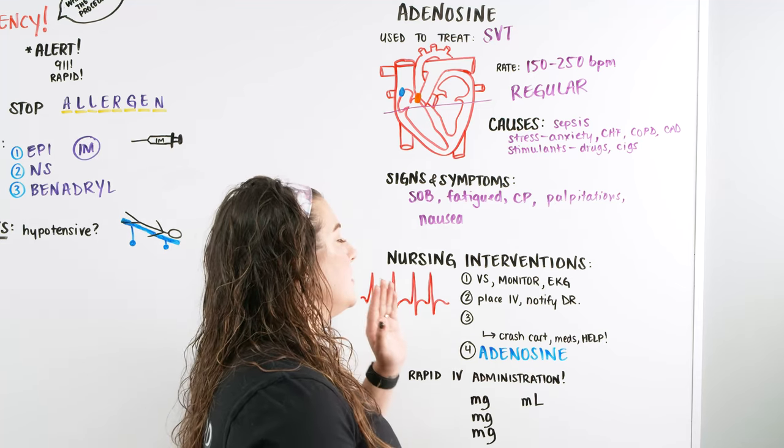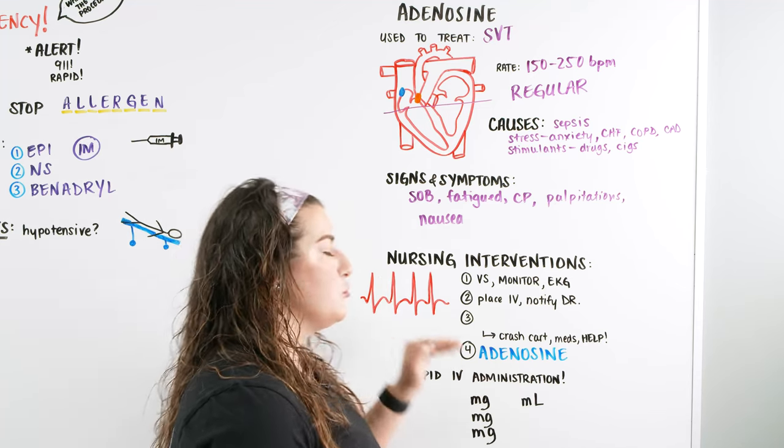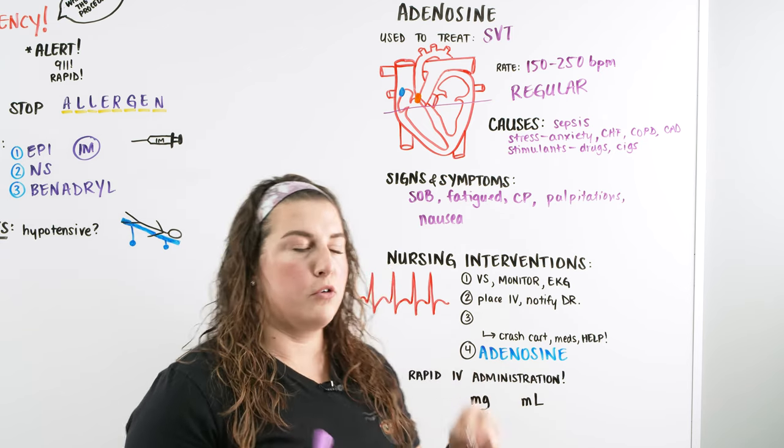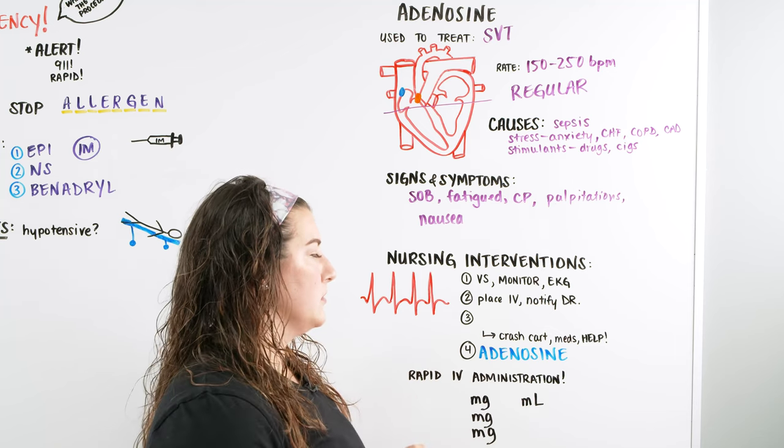So what is the thing that we're first going to try? What is the intervention that we are going to primarily do first in order to see if we can convert this patient back to normal sinus rhythm?